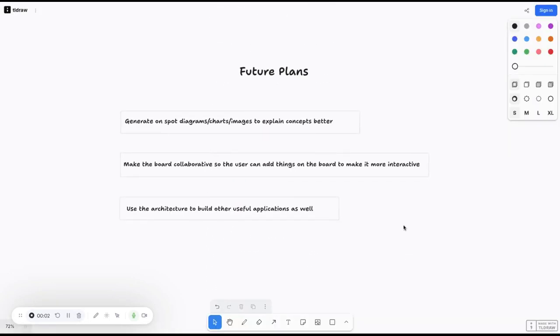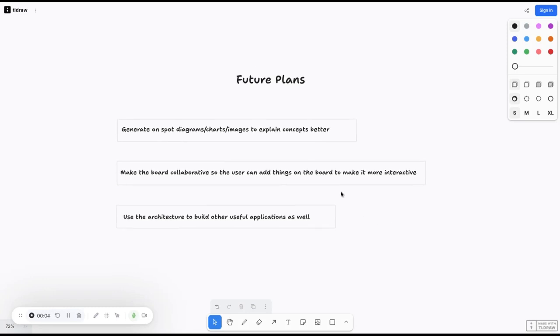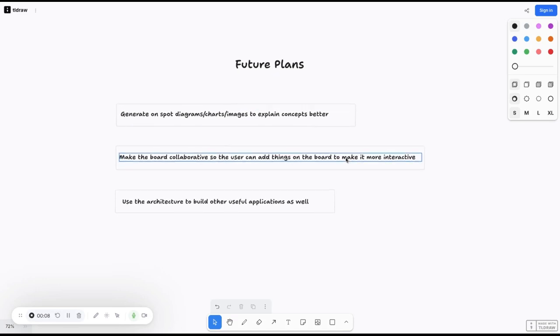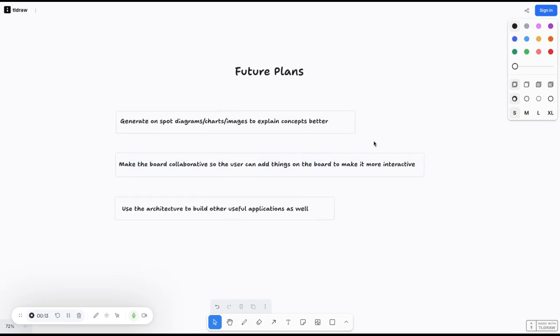So here are some of the future plans we have for the project. One is to generate on-the-spot images or flowcharts, so it would be easier to explain concepts. Second is to make the board collaborative, so the user can write his or her thoughts. The user can solve problems and make the whole experience much more interactive.